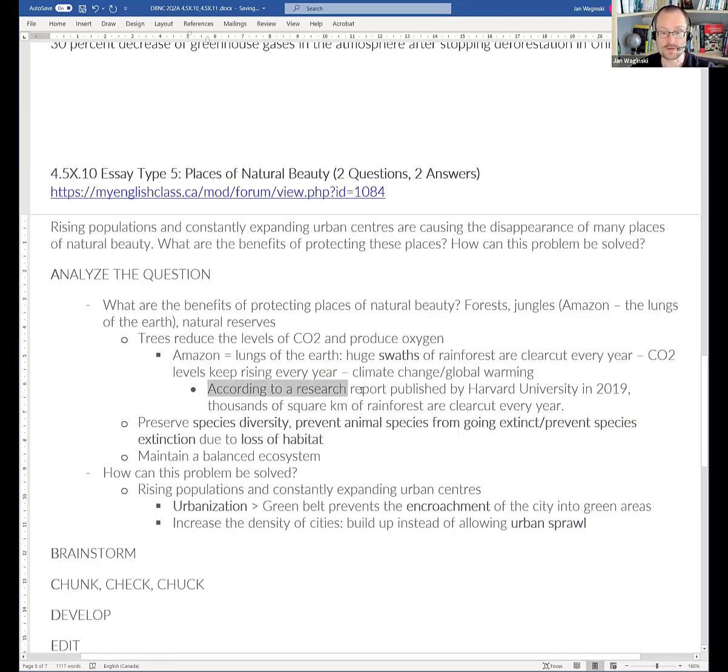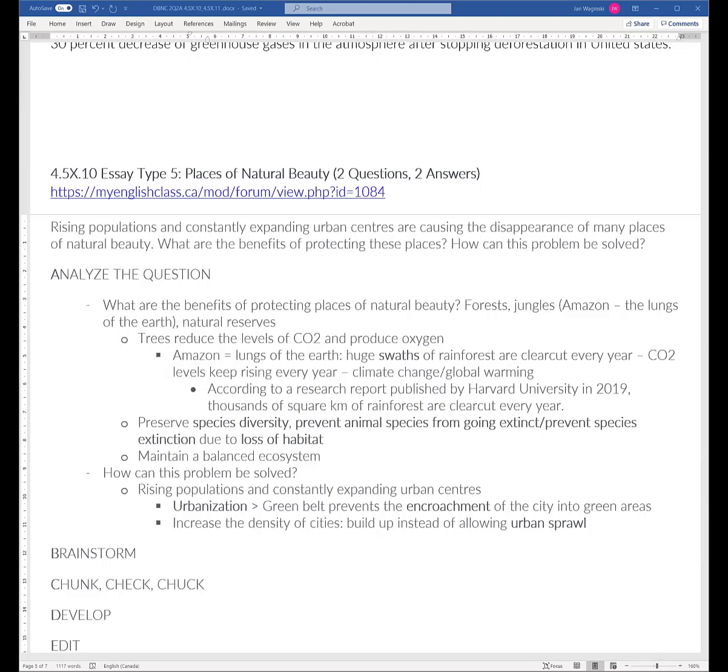Okay, according to a research report, you should name the publisher and include the date. And then just make up the statistic. As long as it's not cuckoo crazy, it's fine. Okay, so does anyone want to guess how many acres are cut down every year?